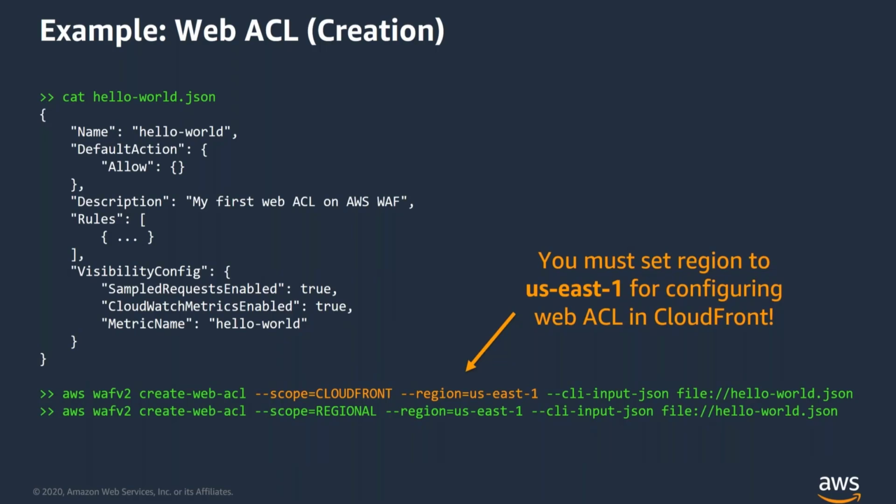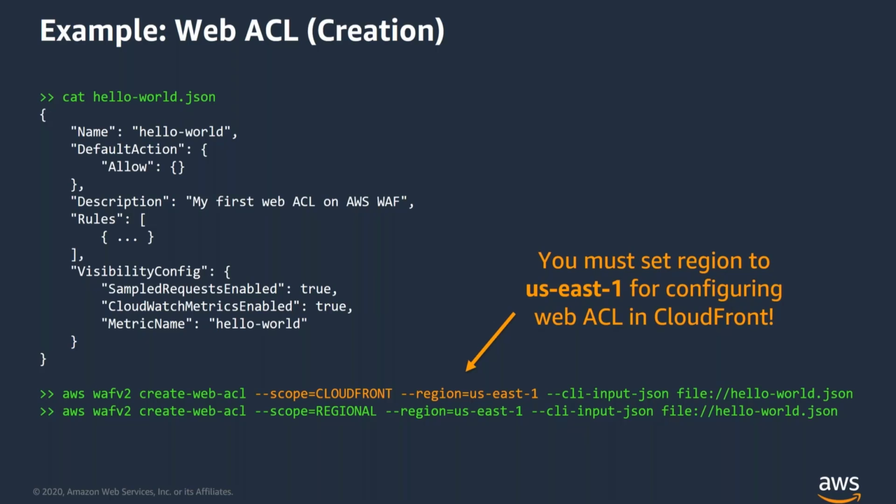Now, let's create this web ACL. To create this web ACL, you just have to simply call the create web ACL API. And you have to specify two parameters here. The first one is scope, and the second is region.